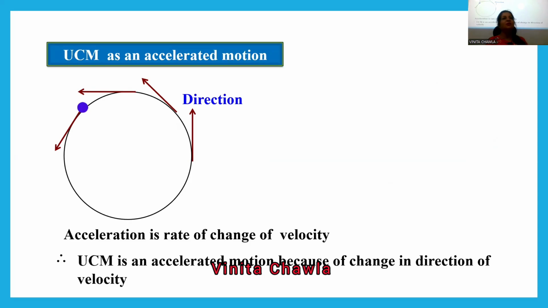Why? Because there is a change in velocity. And why is there a change in velocity? Because the direction of motion changes at every point. And because direction changes at every point, velocity also changes at every point. And whenever there is a change in velocity, there is acceleration. So uniform circular motion is accelerating.